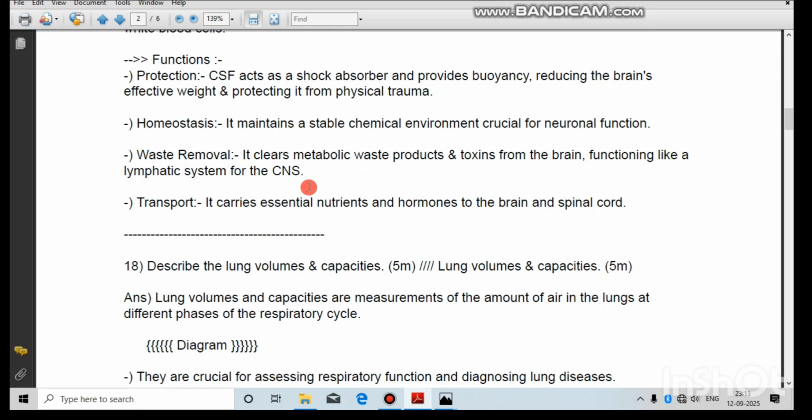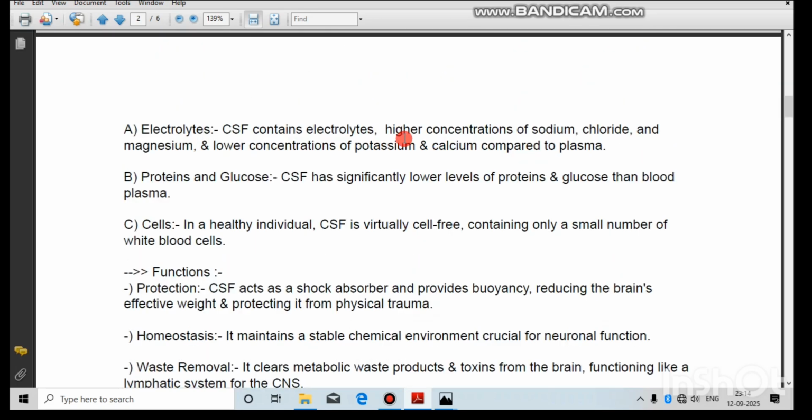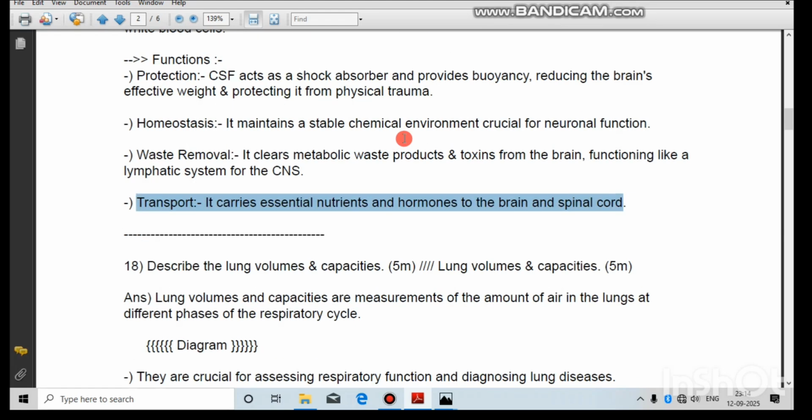The last function of the CSF is transport. It carries all the essential nutrients and hormones to the brain and spinal cord. Whatever hormones or nutrients are coming through the plasma or blood, all those things will be carried through the CSF to our brain and spinal cord. So this is all about the second answer here, that is, composition and functions of CSF, or cerebrospinal fluid.